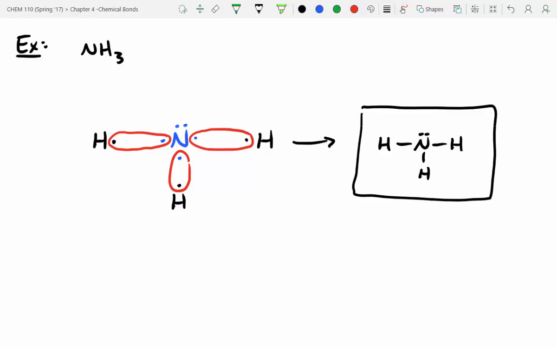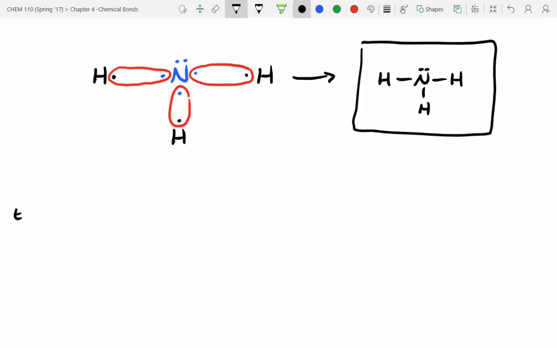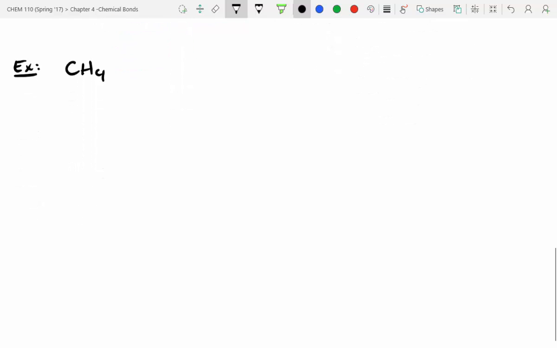Let's do another one, and I'll let you guys work on this. Let's do CH4. This is methane. It's found in natural gas. See if you can determine the Lewis dot structure for methane.